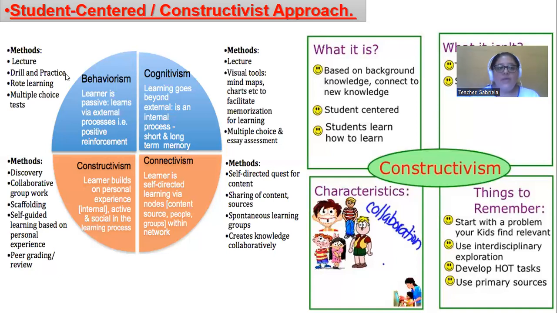So, method: lecture, drill and practice, rote learning, multiple choice test.